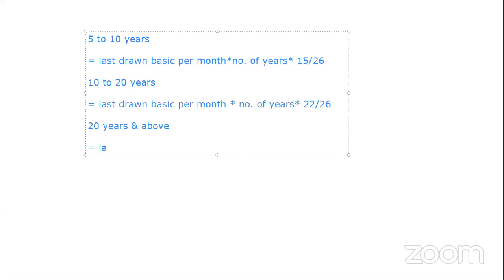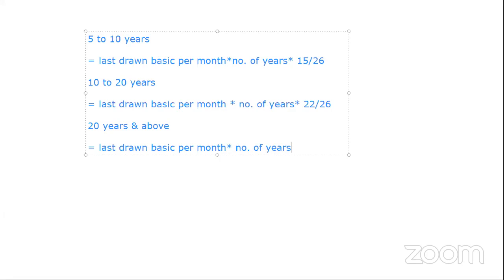Now if you talk about the formula, it is last drawn basic into number of years, that's it, right? No other calculation, because for 20 years and above, they are all very loyal employees, so we don't want to restrict the amount, so we just gave into number of years. Now what happened was this: when gratuity started kicking in, this was the methodology where there were 3 different formulas. Based on the number of years, it keeps changing.